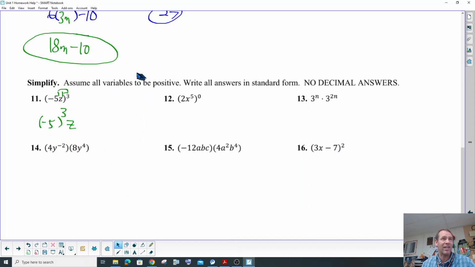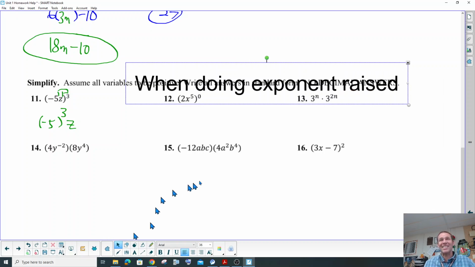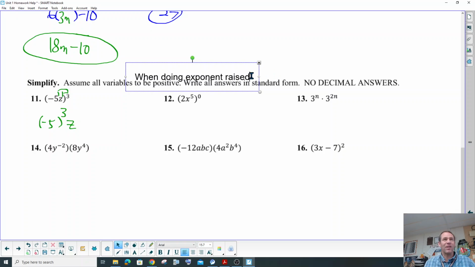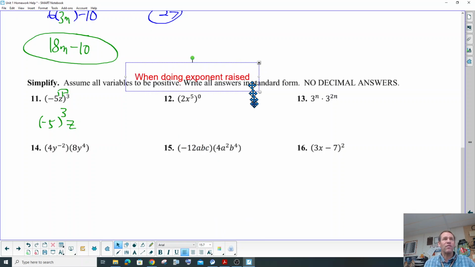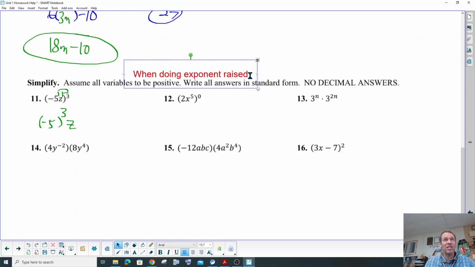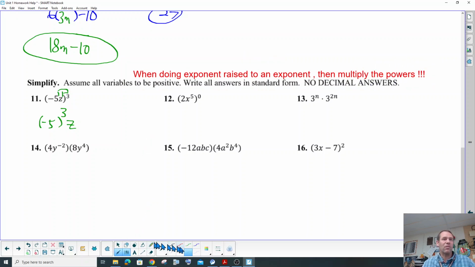Let's write that down for a moment right here. So when doing an exponent raised to an exponent, you should write this down in your assignment to help you out there. Let's do it in red. Okay, beautiful. So when doing an exponent raised to an exponent, then multiply the powers. Cool. Okay, so there we go.